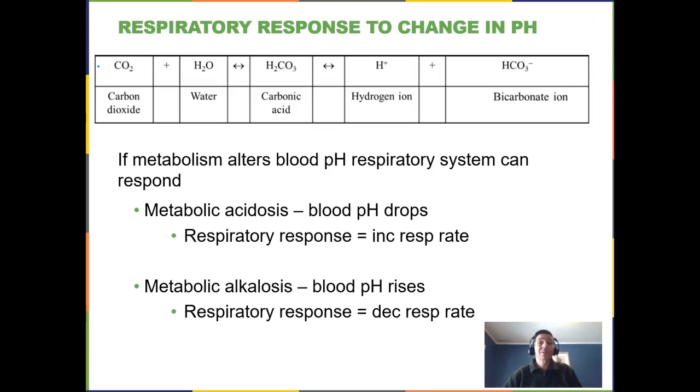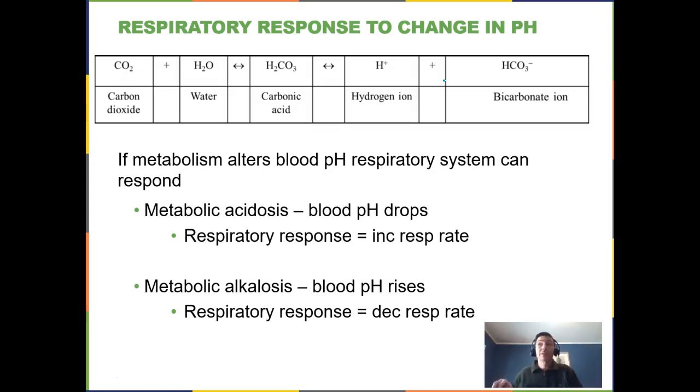If your metabolism starts alkalinizing your bloodstream for one reason or another, that causes your pH to rise. That means you don't have enough hydrogen ions. You want the chemistry to move in this direction to replace the hydrogen ions that are being neutralized by whatever bases are being dumped into your bloodstream. So now you want your respiratory rate to go down, so the CO2 builds up, and if you've got more stuff here, it pushes the chemistry in that direction.